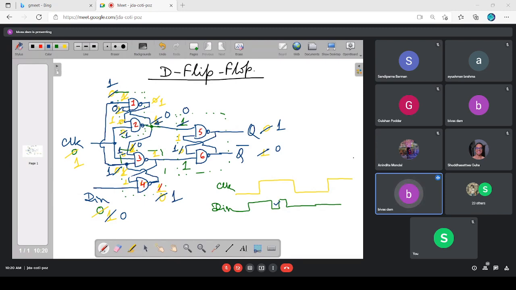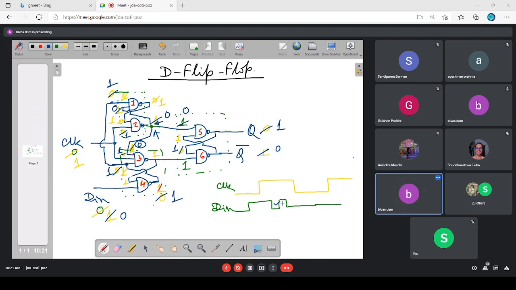The first input of NAND gate number 3 is coming from this node, na? Acha, yes, sir. Yeah, that is 0 here. So that output of NAND gate number 3 will remain 1. It will not change. So what happens to the output? Will there be any change? No change, sir. So the output remains 1.